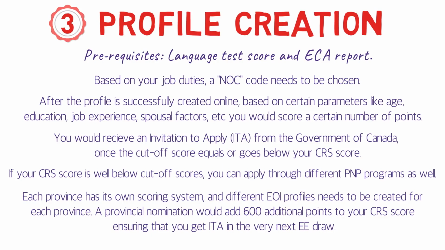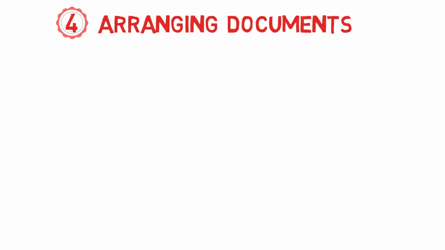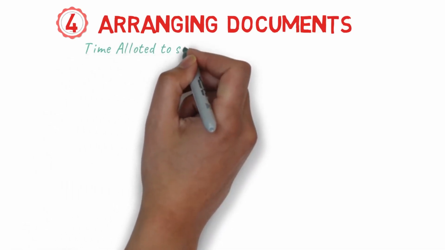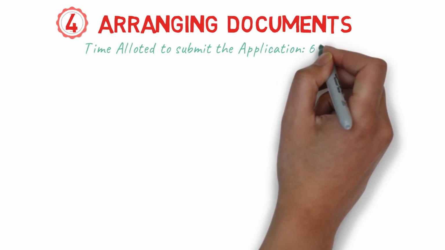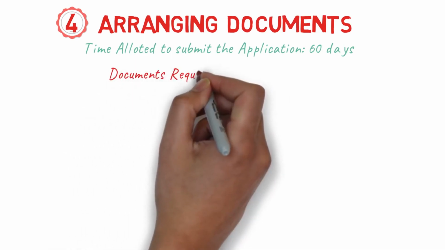Now, these draws are conducted generally after every 15 days. So if you can get the provincial nomination, you can update your Express Entry profile, and of course you would definitely get the ITA in the very next draw. Okay, now the step 4, arranging documents. Trust me, this is a really time-consuming process. However, the time allotted to submit the application after you get the ITA is 60 days. Earlier, it was 90 days, but now it has been reduced by 30 days and it is now only 60 days or 2 months. Now, which are the documents required?